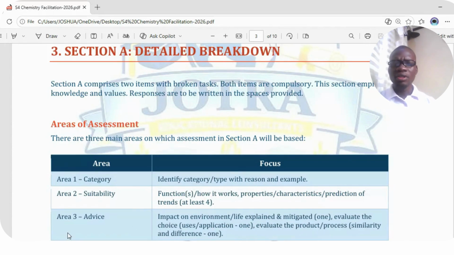Then for area 3, that is advice. And here we always want you to give us the impact on the environment or life, explain it, then give us the mitigation. Then evaluation, we always want you to give us the user's application.